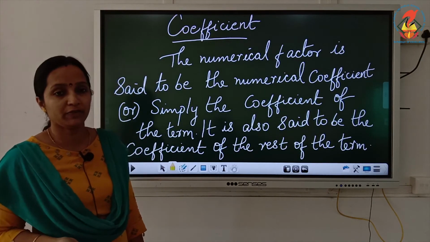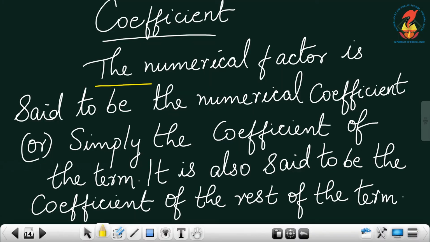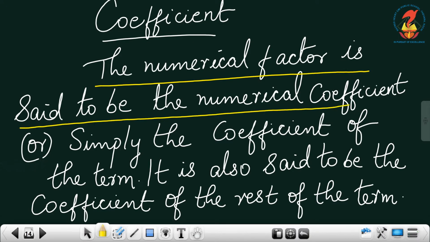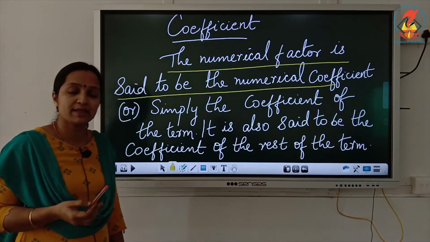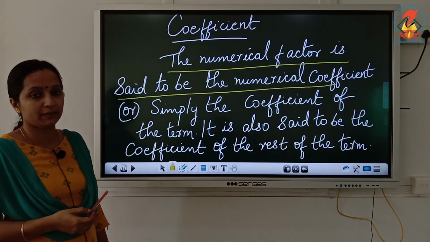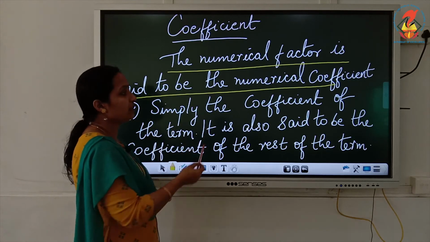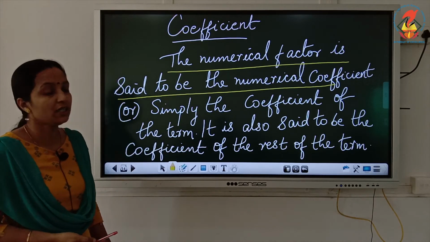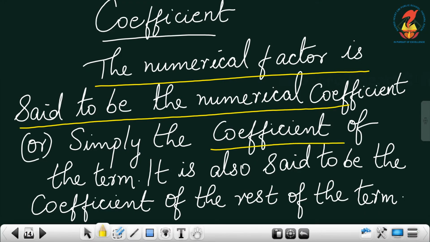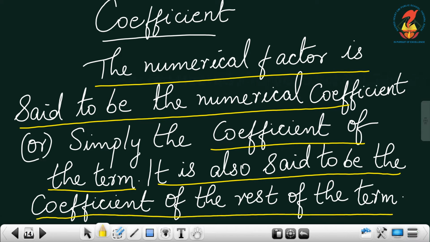What do you mean by coefficient? Simply we can say coefficient means what? A numerical factor is said to be the numerical coefficient, or you can simply say it's the coefficient of the term. And it is also said to be the coefficient of the rest of the term.